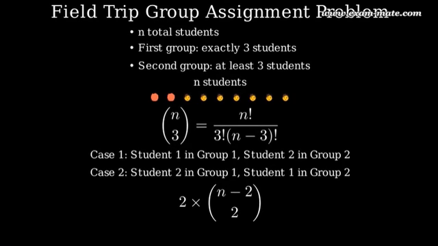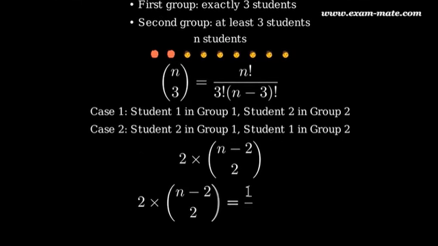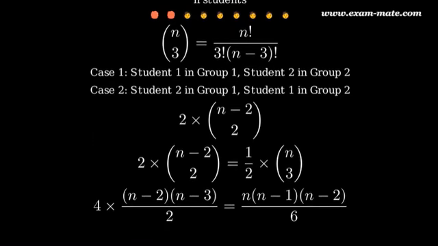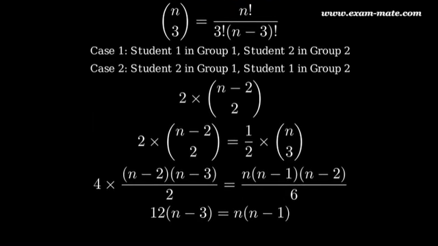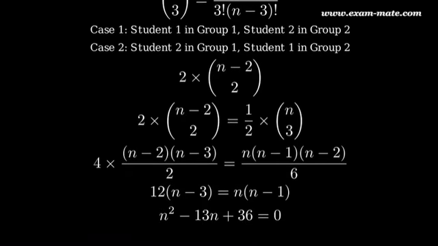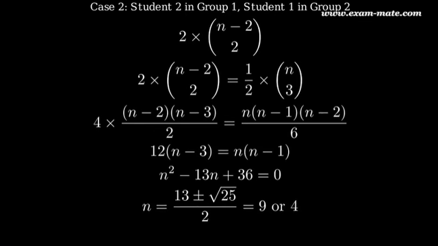We're told this new number is half of the original number of ways. So we can write 2 times n-2 choose 2 equals 1/2 times n choose 3. Let's solve this equation. First, let's expand the combinations. After multiplying and simplifying, we get a quadratic equation, n squared minus 13n plus 36 equals 0. Using the quadratic formula, we get n equals 9, or n equals 4.